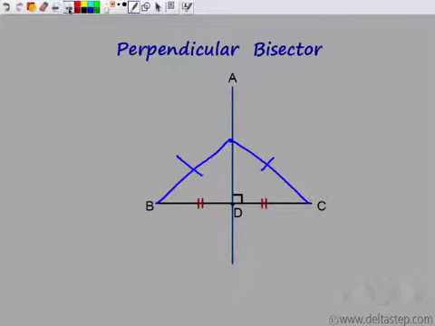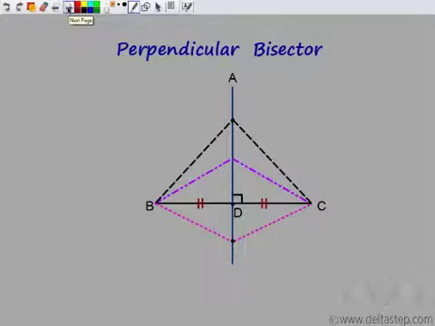In fact, let's take different points on this line, which is the perpendicular bisector of BC. Distance of all these points from B and C would be the same. So this would be equal to this. Similarly, if I call this point E, then BE would be equal to EC. And let's say if this point is F, then BF would also be equal to FC. So a perpendicular bisector is a line on which you can take any point, and that point would be equidistant from the endpoints of the segment to which it is a perpendicular bisector. So this is what I get from the perpendicular bisector.